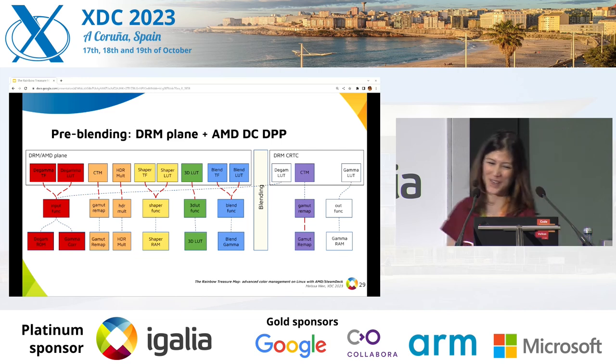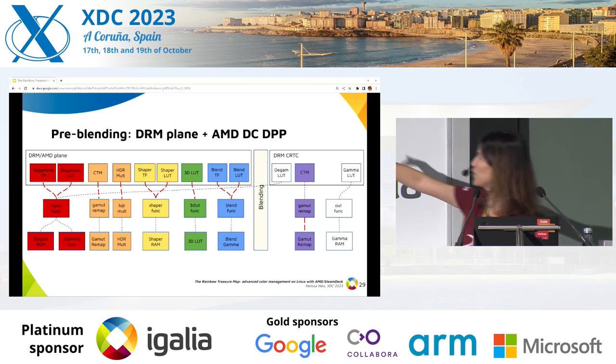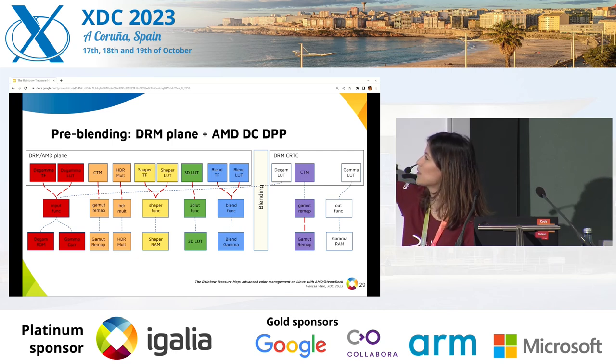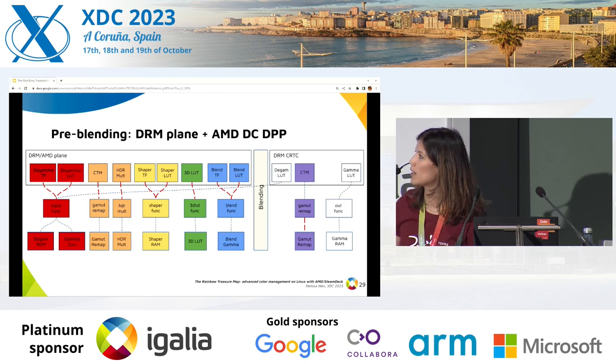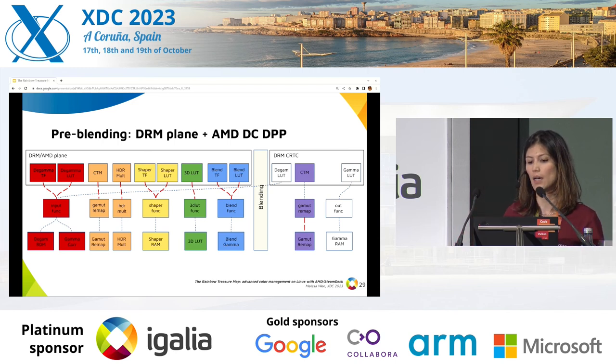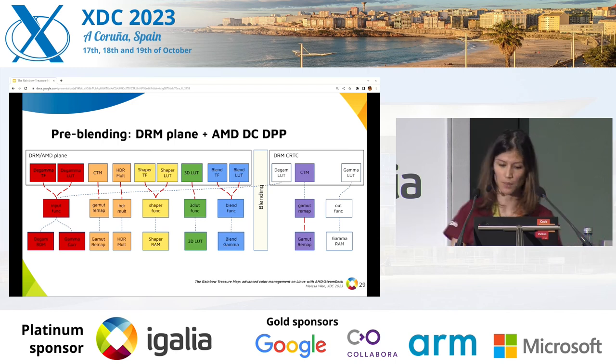Okay, there was a conflict. If you see, there is a conflict between the DRM CRTC D-gamma and the DRM plane D-gamma, and it is inevitable. And our approach now is not accepting that both are set at the same time.